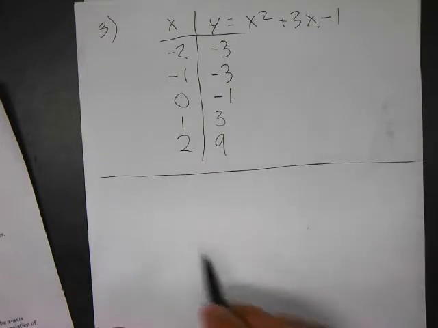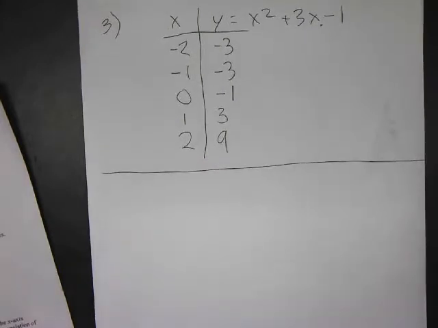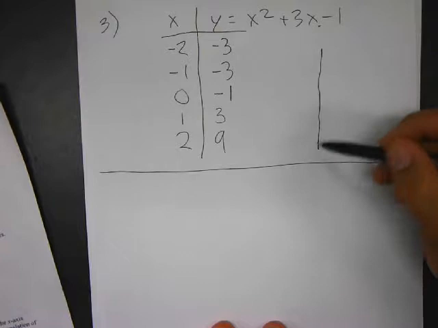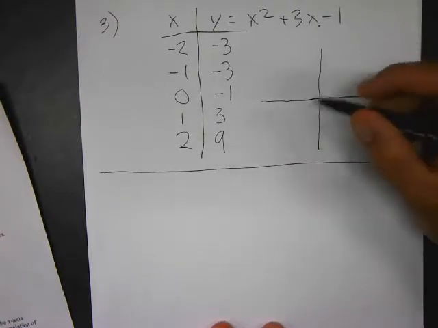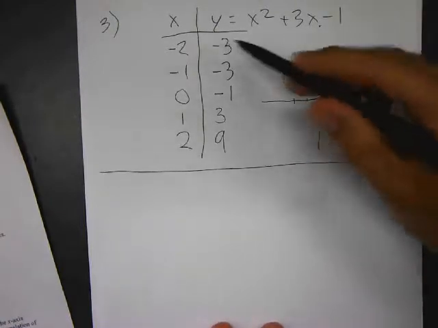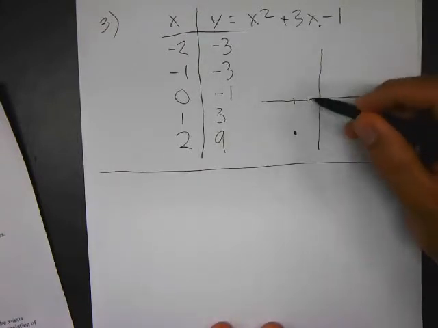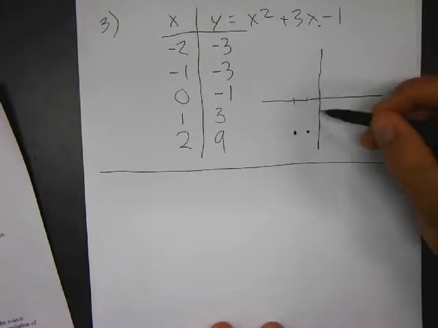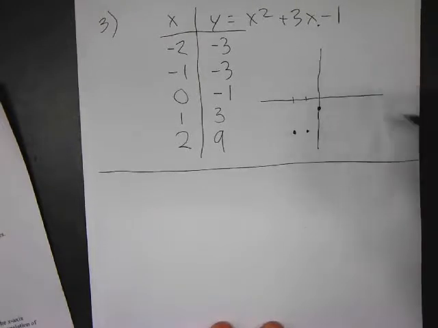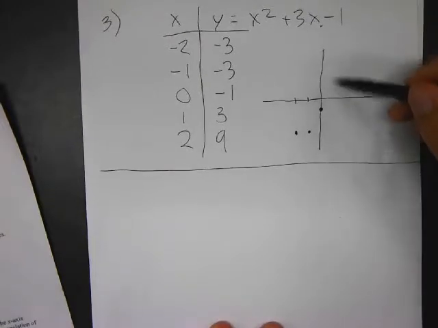All right. So, number 4, use technology and graph this. Okay, I am just going to do a quick sketch for you guys here, because it wasn't the nicest graph anyway. It's supposed to be a parabola. So you had the point -2, -3. You had the point -1, -3. And then you had 0 and -1. 1 and 3.